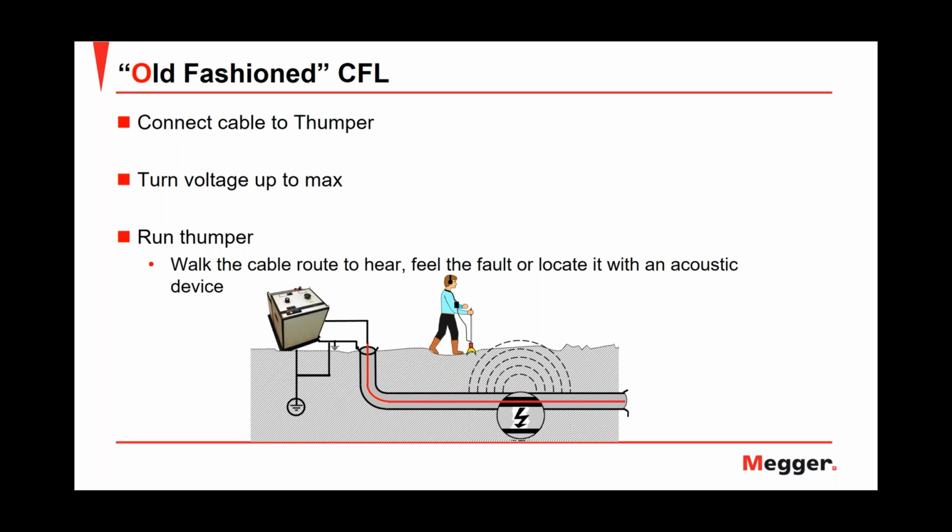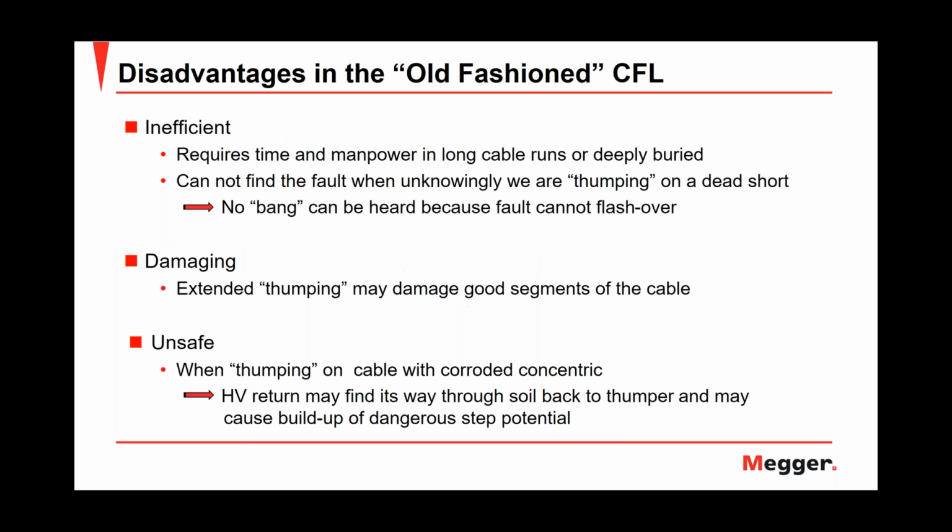Talking of the old-fashioned cable fault location method, it consisted of connecting a jumper to a faulted cable. Then we turn the voltage up to the maximum, and we start to send high voltage pulses on the faulted cable. And then we walk the cable route to feel the fault, or locate it with an acoustic device. So this method has clear disadvantages because it's inefficient, damaging, and unsafe.